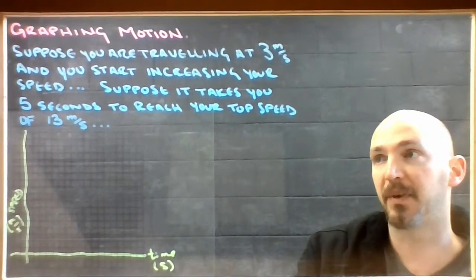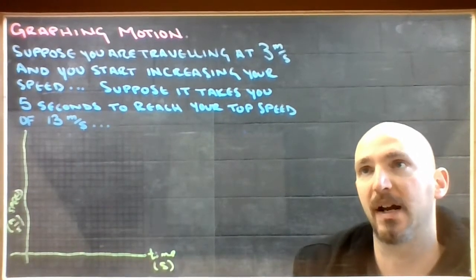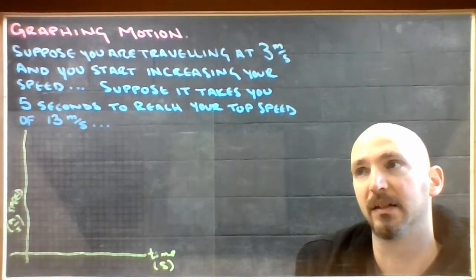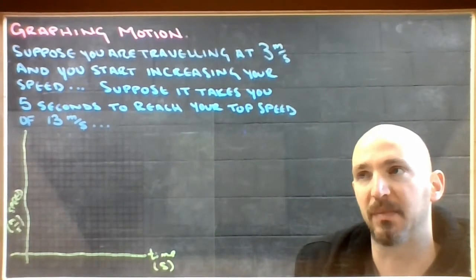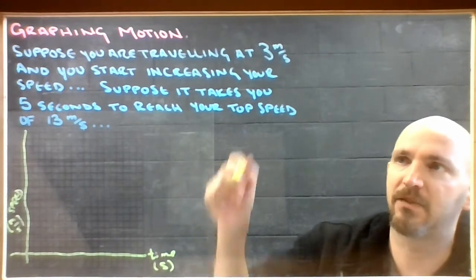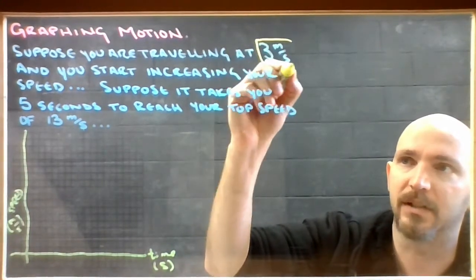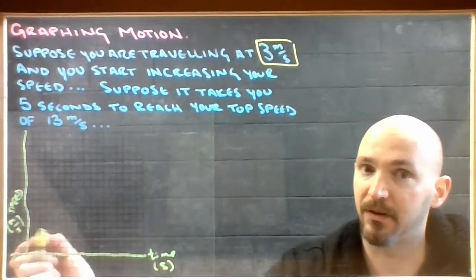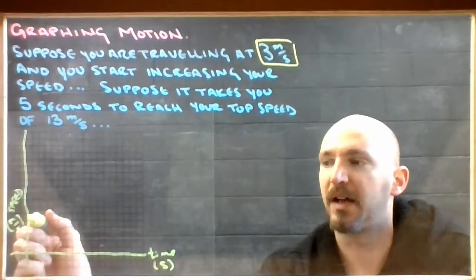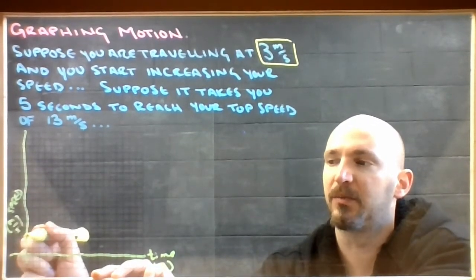So if I read the paragraph there, suppose you are traveling at 3 meters per second and you start increasing your speed. So that's giving me an initial value there. So when time is 0, 0 on the x, my speed is at 3. I'm going to put a dot there.